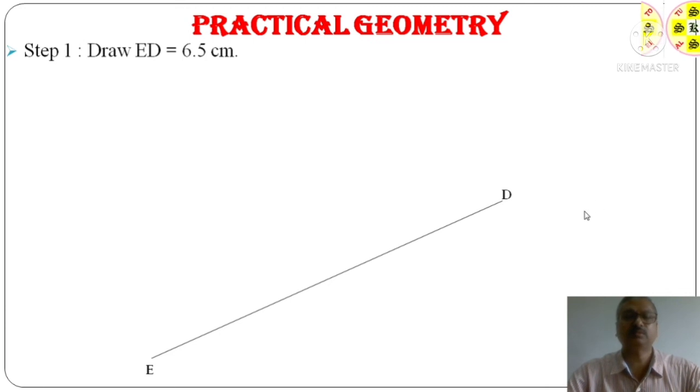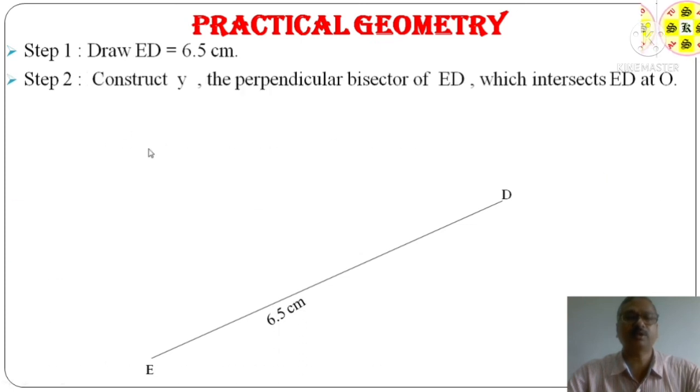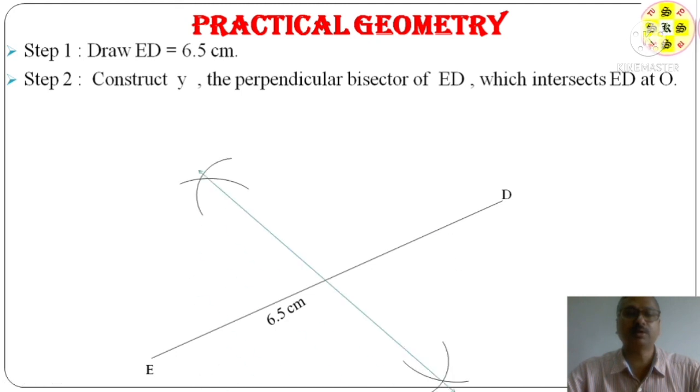You can draw this way also, horizontal line, no problem. So ED equal to 6.5 centimeter, this is 6.5 centimeter. Construct the perpendicular bisector of ED. Now why are we constructing the perpendicular bisector? Since we know the diagonals of a rhombus bisect each other at right angles. Bisect each other means wherever the other diagonal goes, it will bisect this as well as be perpendicular. So we have to follow the procedure of how to construct the perpendicular bisector. So this line is the perpendicular bisector of ED.